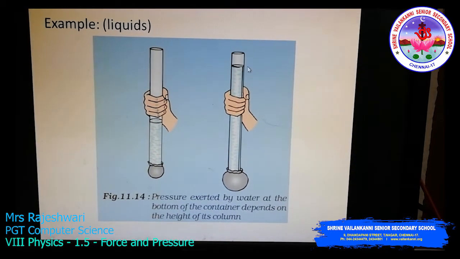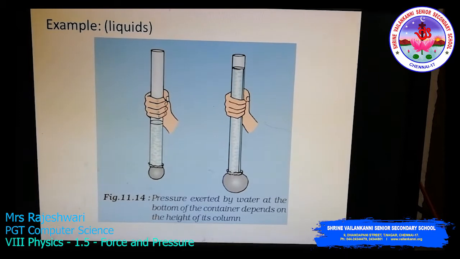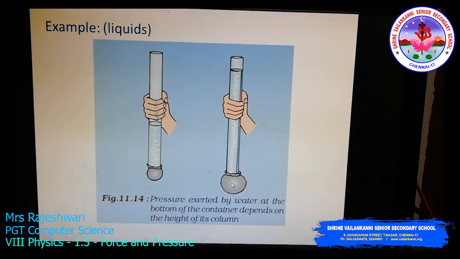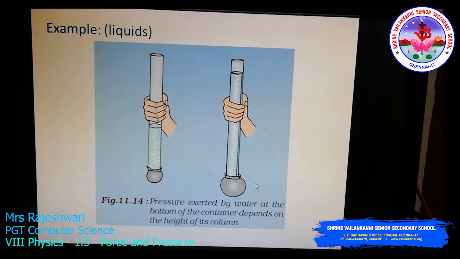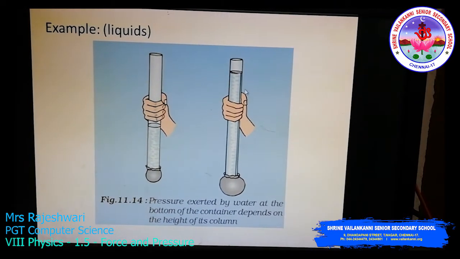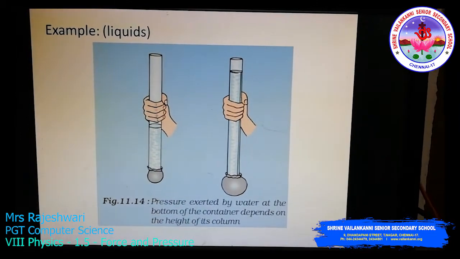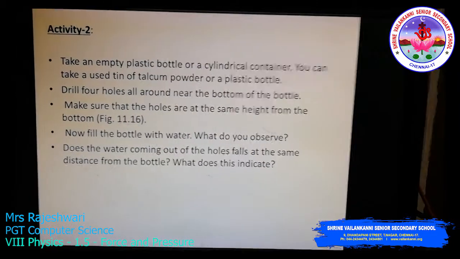So the more water you pour, what will happen? The more the rubber balloon will bulge out. So by this activity you can now understand how pressure is exerted by the liquid. Even based on the other activity, you will be able to understand much more clearly.